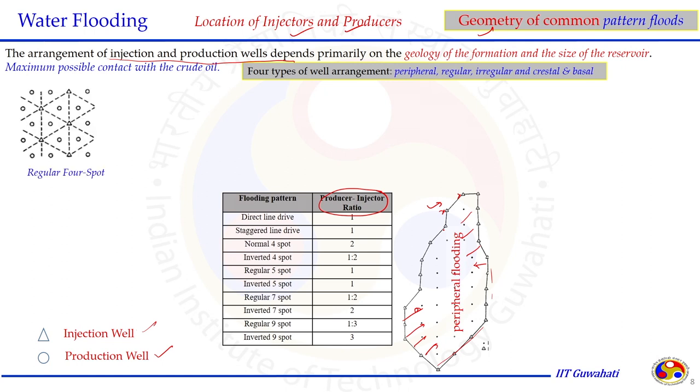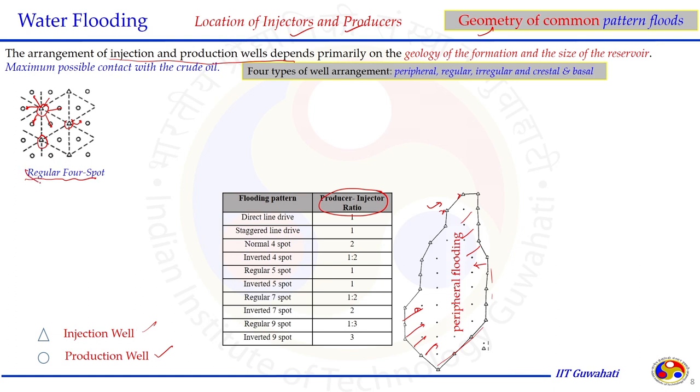When it comes to regular flooding, there can be arrangements in different ways. This arrangement is called the regular four spot. In this case, there are three injection wells and one production well at the center. So every arrangement has three injection wells and one production well. The injection well contributes towards all directions. If we see, this injection well is also contributing towards this production well, this one, this one, and this one. So around six production wells are covered by this one injection well.